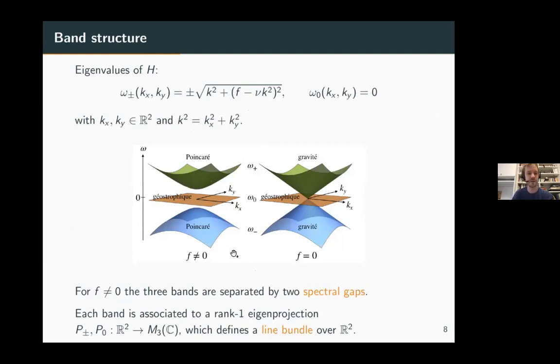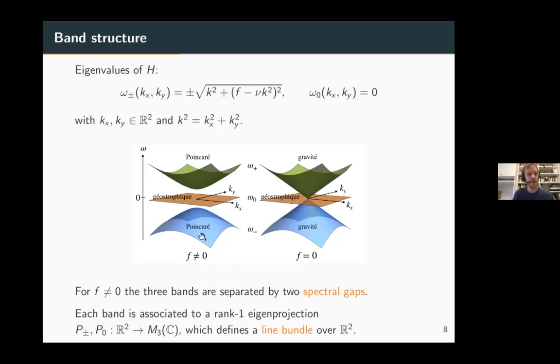And the first thing to realize is that when the Coriolis force is non-zero, remember that this is a constant so far, then the 3 bands are separated by 2 spectral gaps, which is the first ingredient to build a topological index. Okay. So let's focus on this case. And otherwise, if f is 0, then the 3 bands touch. And this is also an important point.